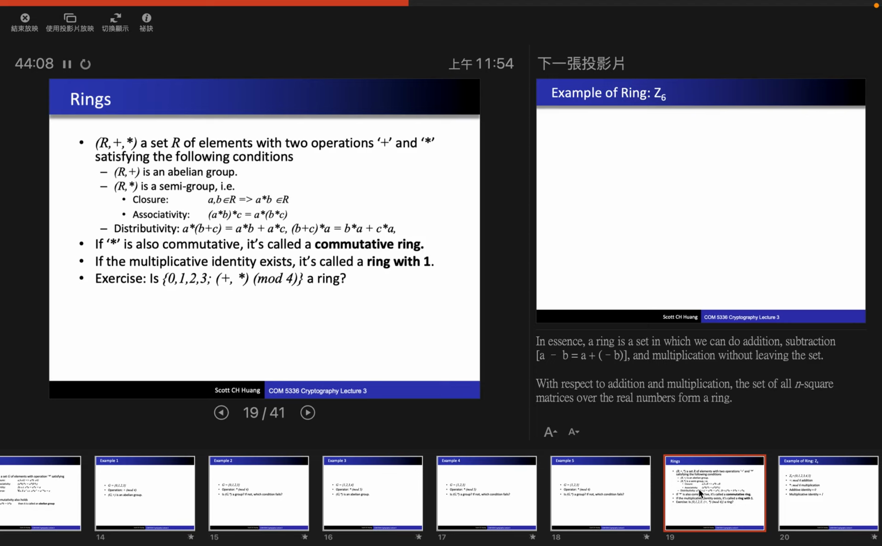Mathematicians didn't come up with this concept out of thin air. No, it actually mimics the set of integers. So the set of integers is a template. It's an abstraction of the set of integers. So anything that behaves like the set of integers can be regarded as a ring. Okay, so that's integers.